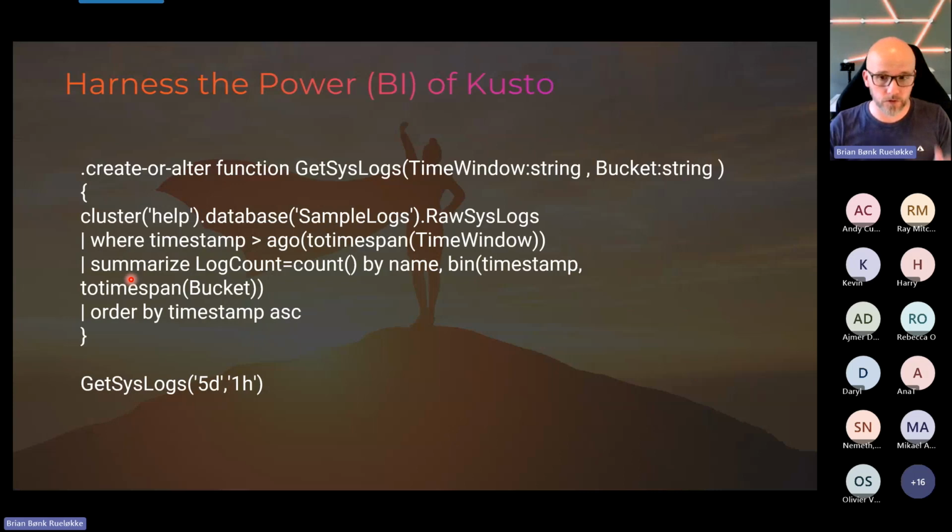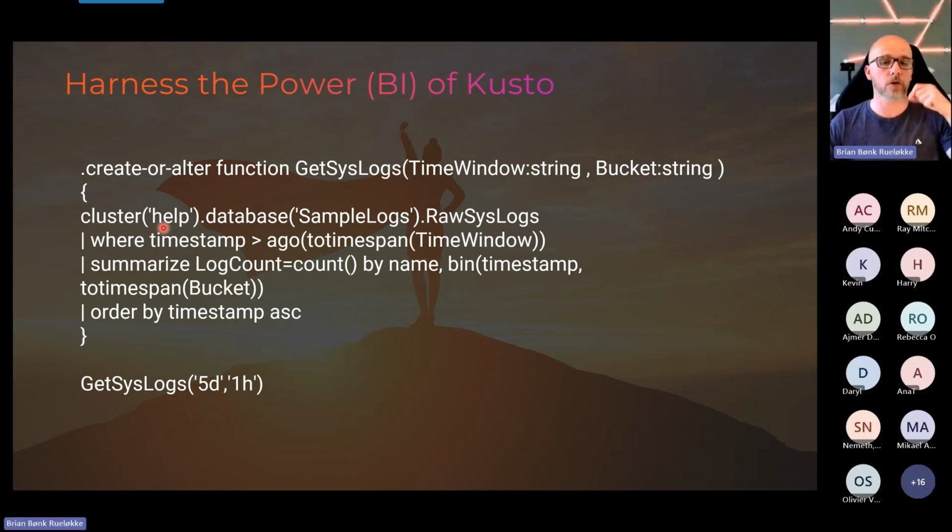This is the Kusto function. A function is just a stored procedure. In this case, I have a Kusto function called getSysLogs. It accepts two parameters, time window as a string and bucket as a string. I'll get back to those later. And then it connects to the help cluster. And this I need to do because I cannot create a function on the help cluster.